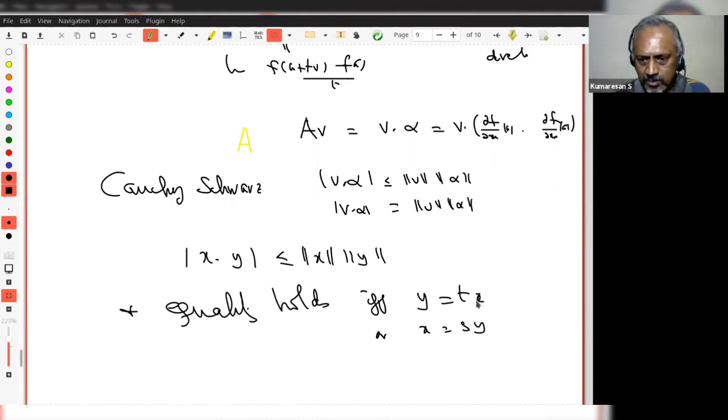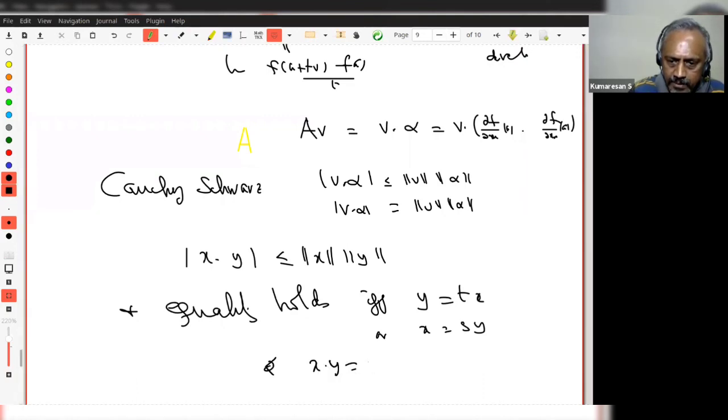Because suppose one of them is 0, you can't write it. If y is a non-zero vector and x is the 0 vector, you can't write y as a multiple of x. Then I will write the 0 vector equal to 0 times the y vector. Are you following? So one of them must be a scalar multiple of the other. And I know how to find the scalar multiple. Assuming y is tx, x dot y is x dot tx, that is t times x dot x. Therefore, I know what t is also. All right. Therefore, equality holds if and only if this happens.